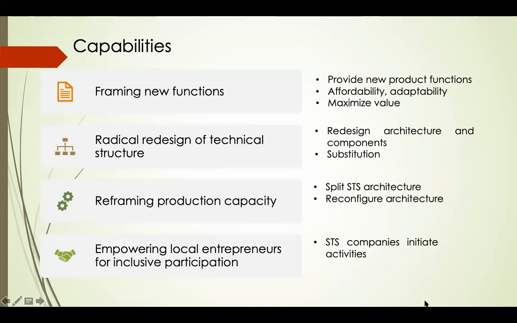Next, we have the redesign of architecture and components. So for example, a leading solar company, TH, redefined the architecture of solar thermal systems to make it simpler than the architecture in other countries. In reframing production capacity, solar companies will aim to simplify the production process by splitting the architecture of solar thermal systems into modules and reconfiguring the architecture. And lastly, solar companies will empower entrepreneurs for participation by initiating various activities, such as training.